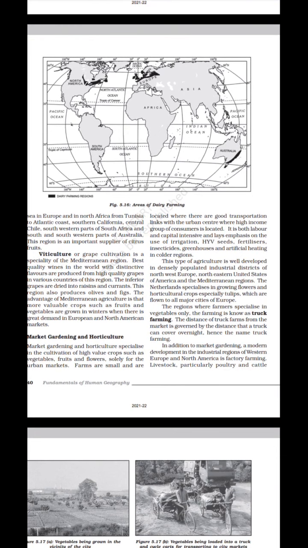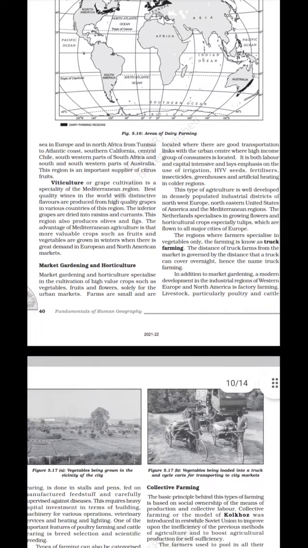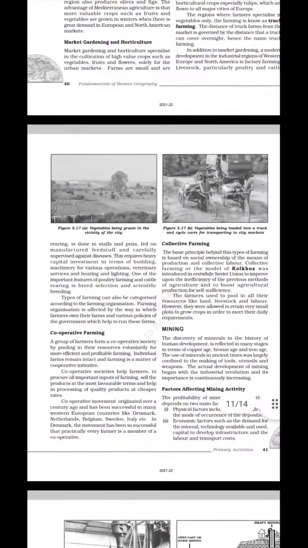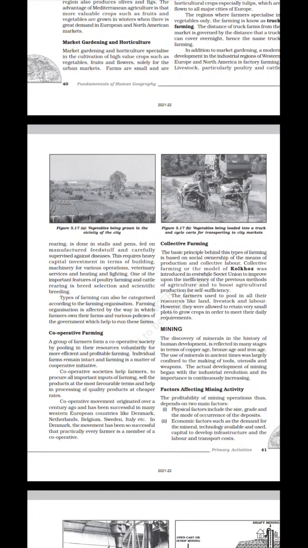In addition to market gardening, a modern development in the industrial regions of Western Europe and North America is factory farming, livestock, particularly poultry and cattle. Cattle rearing is done in stalls and pens fed on manufactured feedstuff and carefully supervised against diseases. This requires heavy capital investment in terms of building machinery for various operations, veterinary services, and heating and lighting. One of the important features of poultry farming and cattle rearing is breed selection and scientific breeding.